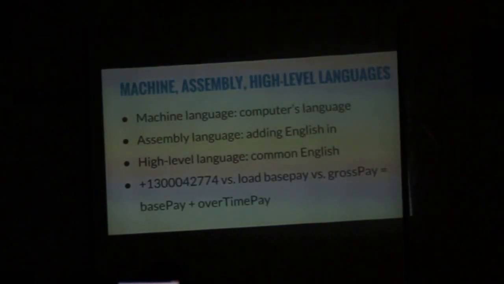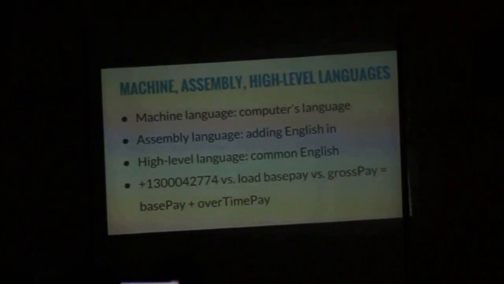Okay, so now there are 3 different types of languages. The first is machine language, which is the computer's language. And it's just a string of numbers, so it could be like, for example, 13000427744, which is something that we can't understand, and even if we do manage to understand, it'd be very difficult to code it. So thankfully, we don't have to write code like that, and instead, there's also something called assembly language, which is where you add some phrases of English in to make it more readable.